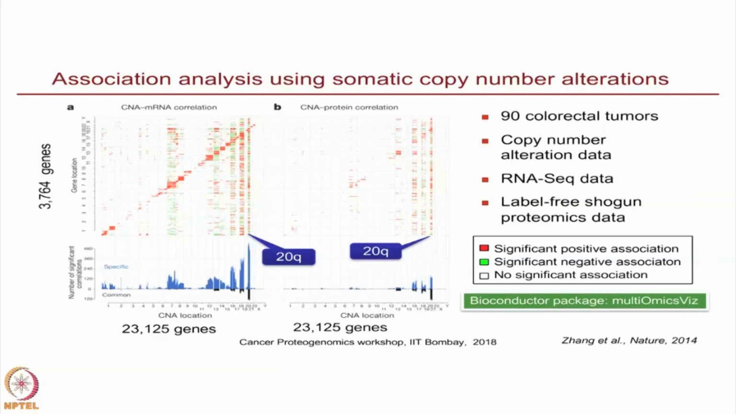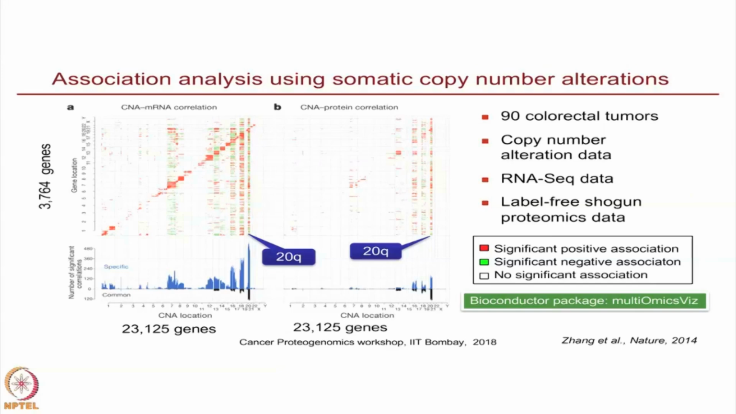And then we got the RNA-seq data, so basically we have the mRNA abundance for each gene. And we did label-free shotgun proteomics in this study and got the protein abundance for the genes. We only focused on the genes that have both mRNA and protein measurements. This corresponds to close to 4,000 genes at that time. But for copy number, we have the data for 23,000 genes. And now for each copy number and all the mRNAs, we can calculate.